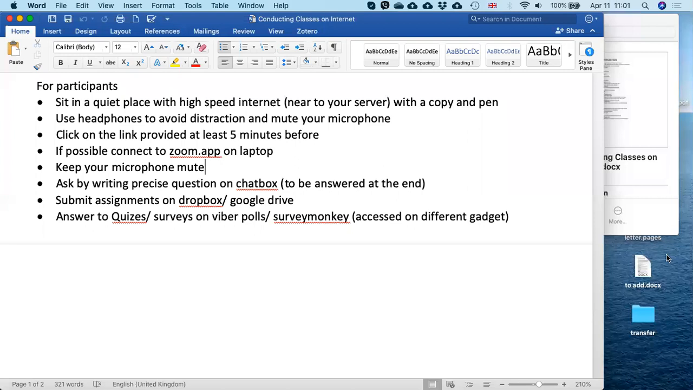Apart from that, the other requirements are to use headphones to avoid distractions so that you can listen to me very carefully, and if possible, connect to the Zoom app on the laptop. Try to keep your microphone and video muted so that I cannot hear you eating food or drinking milk or anything like that. And ask by writing precise questions in the chat box. So that is all. I can keep your microphone muted.